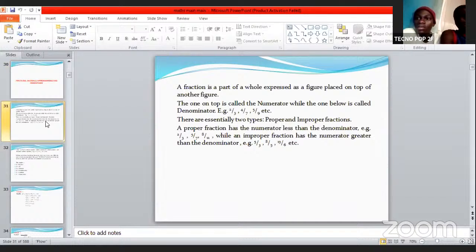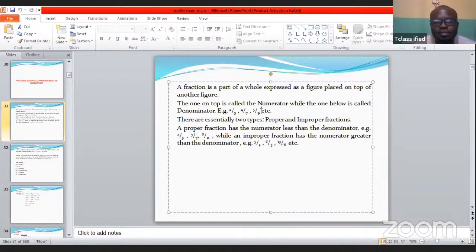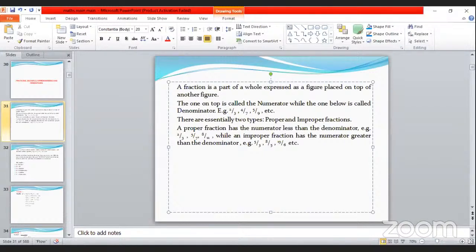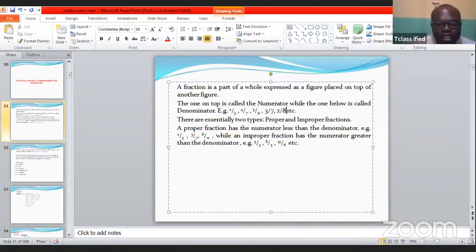So what is a fraction? A fraction is a part of a whole expressed as a figure placed on top of another figure. So these are examples of fractions: 2/3, 4/7, 5/9. Oluwase, give me more examples of fractions. Let's include them here. 3/7, 2/8, 1/9. Okay, so these are all fractions.